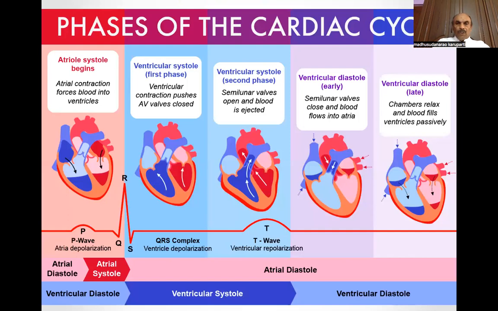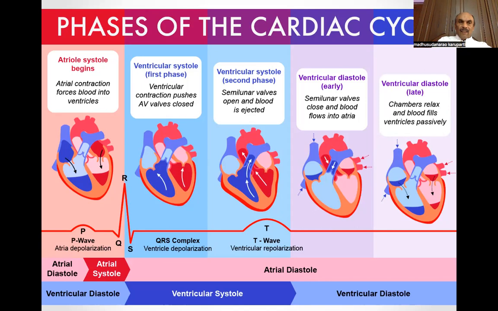Well, before we proceed with the auscultation of the heart, it is very important to understand the basics of the phases of the cardiac cycle. The cardiac cycle begins with the atrial systole and ends with the ventricular diastole. The duration of the cardiac cycle is 0.8 seconds when the heart rate is 72 per minute. This point has to be remembered. And 0.3 seconds is the systolic phase, and 0.5 seconds is the diastolic period.